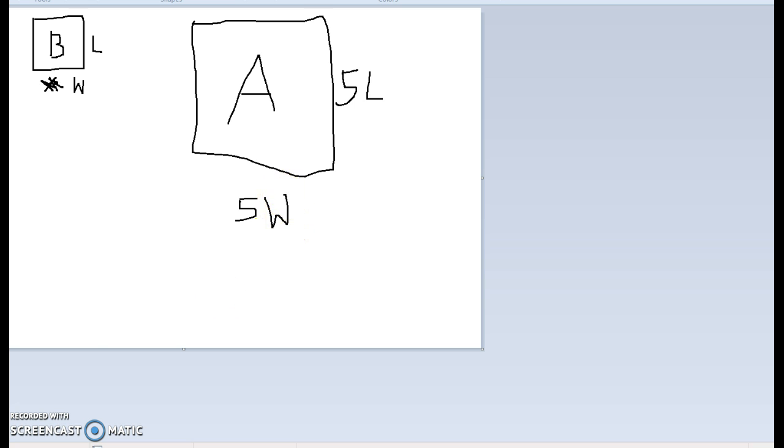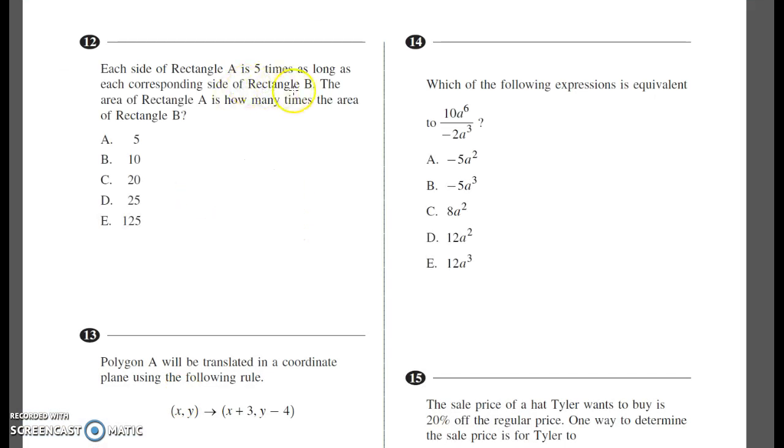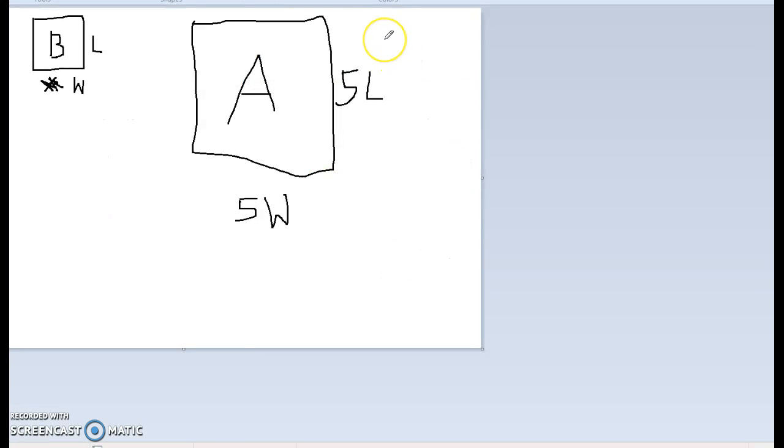Okay, back to the problem. It says each side of rectangle A is 5 times as long as each corresponding side of rectangle B. So that doesn't mean that it's plus 5. It means that it is 5 times as long. So we're multiplying. All right, so the question is, how much bigger is this than this? All right, so what we're going to do is we're going to compare the two of them.